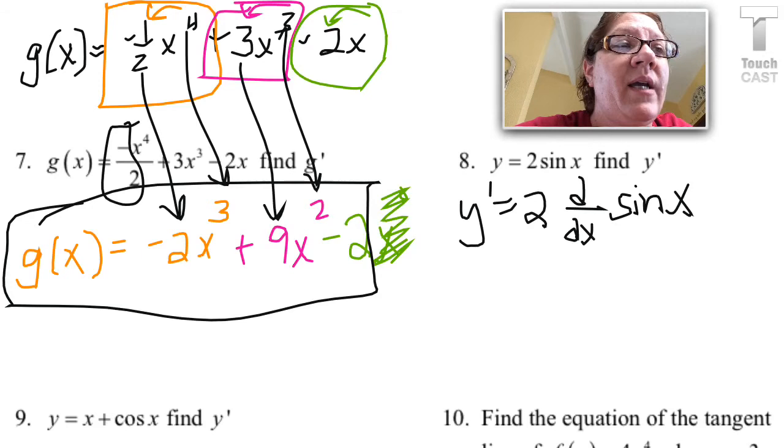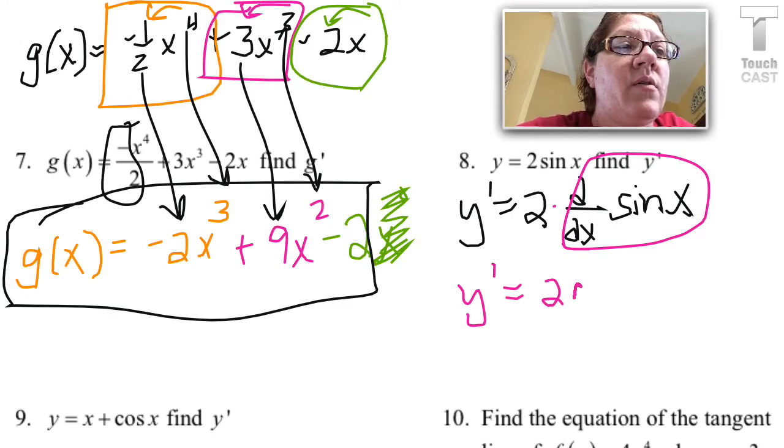Pick me, pick me, pick me. I know this, Torres. And it is cosine of x. So y prime is going to be 2 times cosine x. Oh my gosh, you guys are so smart.